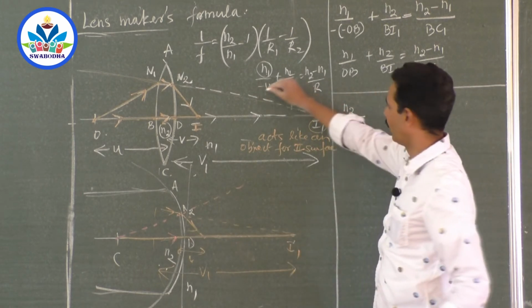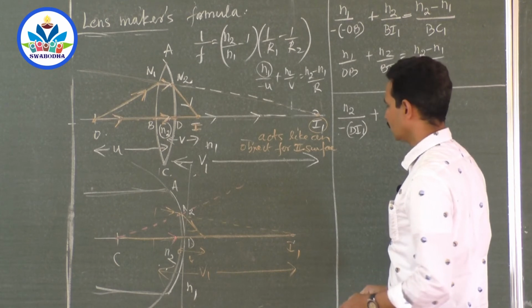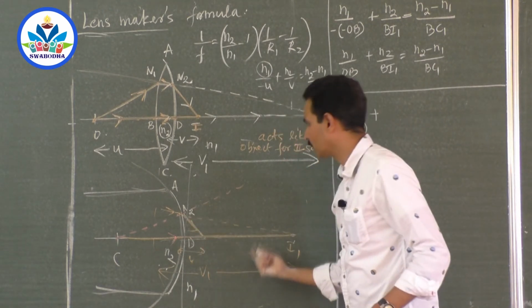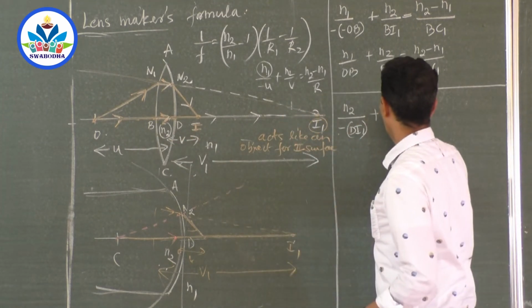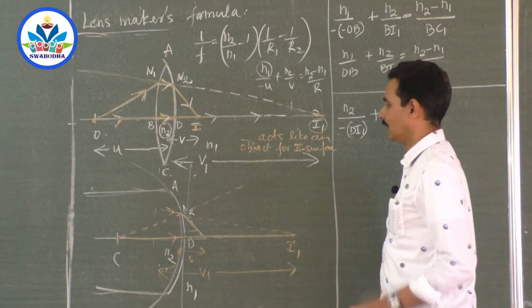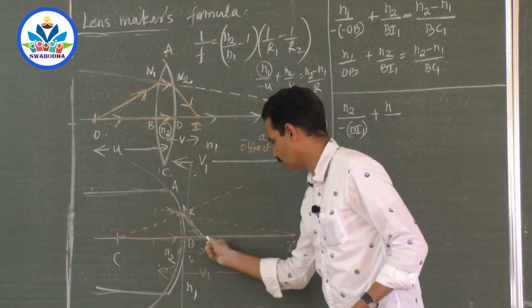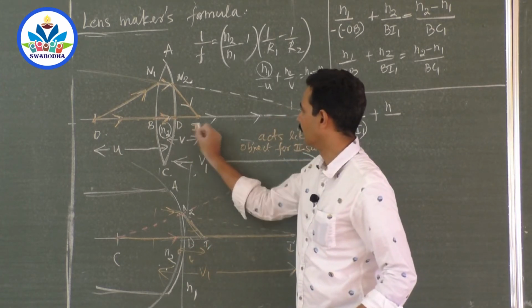This negative is in the formula itself. Plus refractive index of the medium where refracted rays are present. After refraction, they come back to the same medium here. So that is N1 by image distance. The final image is formed here. So they meet here actually. So it is di, right? I think I can see it here, di.